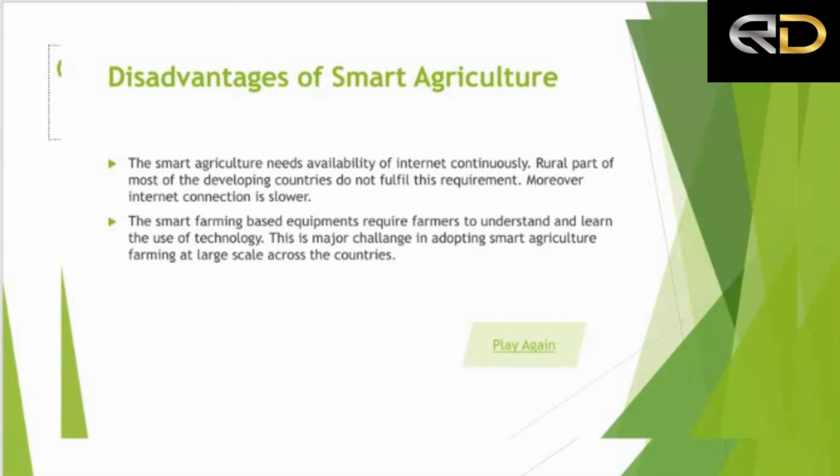So I need internet to be running there. The rural parts of most developing countries do not fulfill this requirement. Moreover, the internet connection is slower. Smart farming based equipment requires farmers to understand and learn the use of technology.